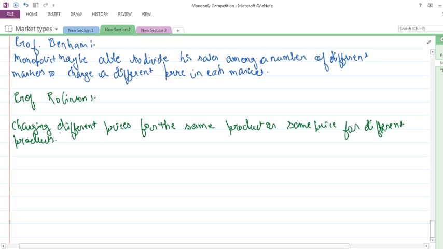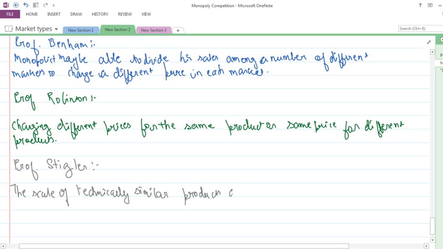Professor Stigler defines it as the sale of technically similar products at prices which are not proportional to marginal cost.